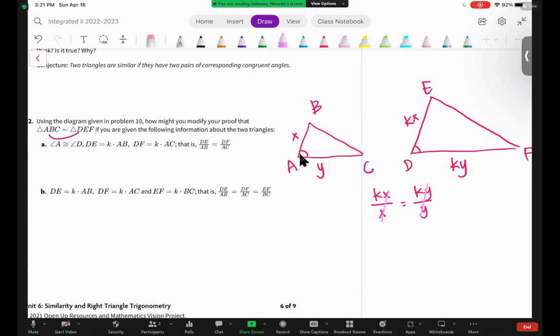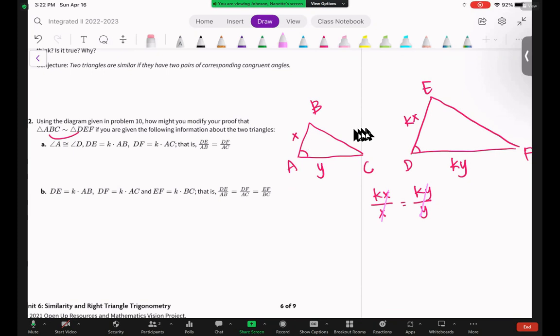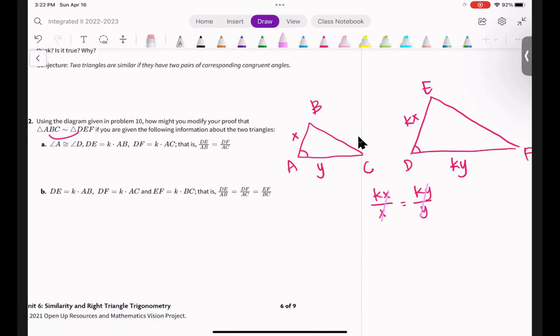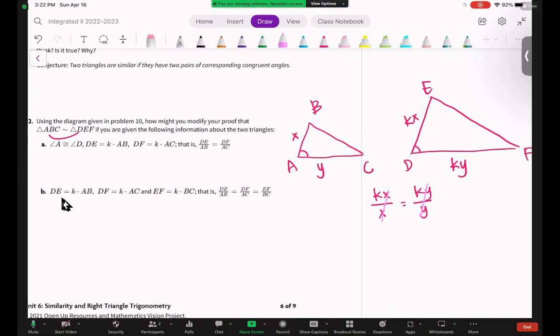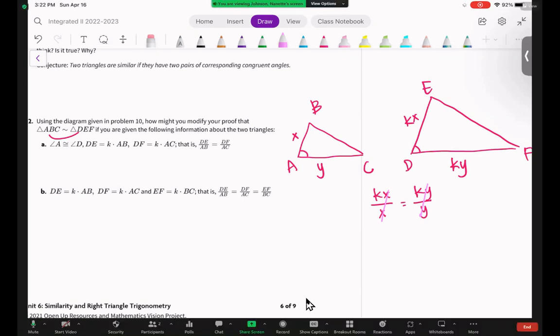We know that since these two angles are congruent, right? And we know that these two sides are proportional to these two sides. What else would we need to say in order to prove that these two triangles are similar? What else would you need here? So this is where I'm going to leave you so that we can talk about this during class, so that you can see what we are working on.